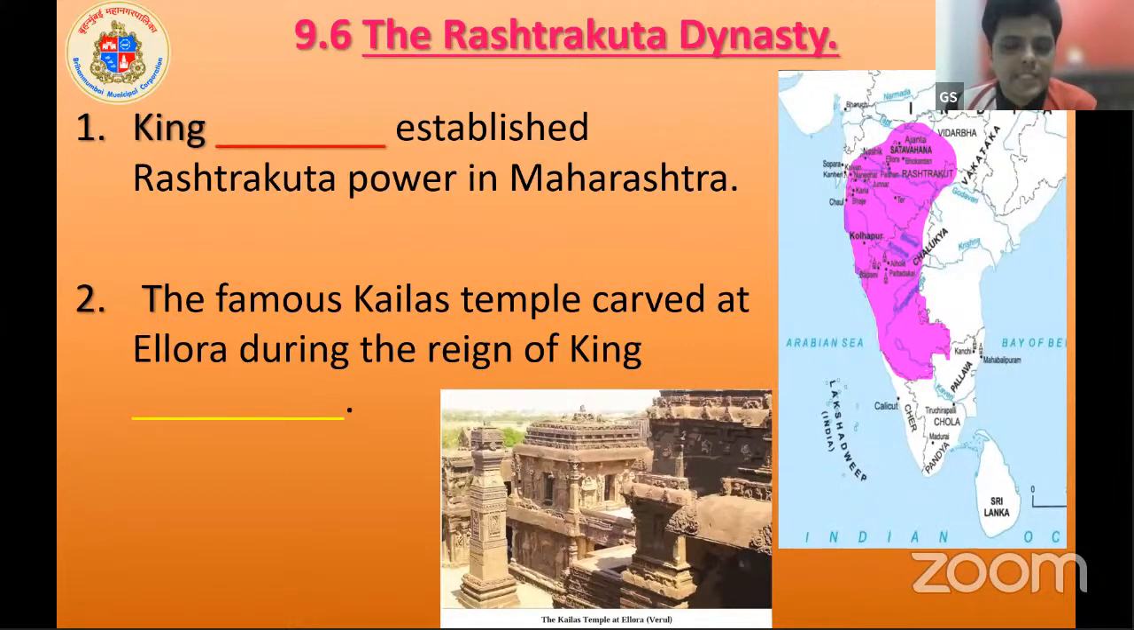Lakshmi Singh, what is the correct answer? Yes, sir. Answer is Danti Durg. Very good. Danti Durga. King Danti Durga established the Rashtrakuta power in Maharashtra. It is correct. And the second question. New students who are raising their hands, they should unmute yourself and answer it.